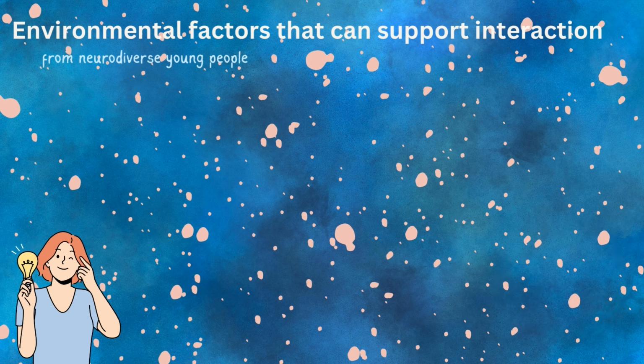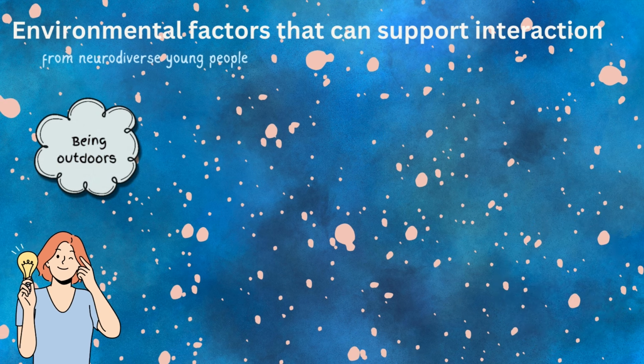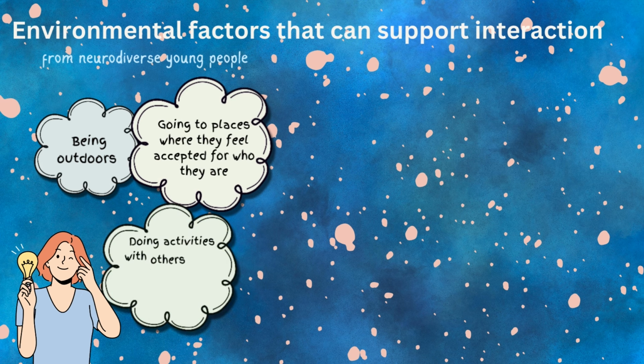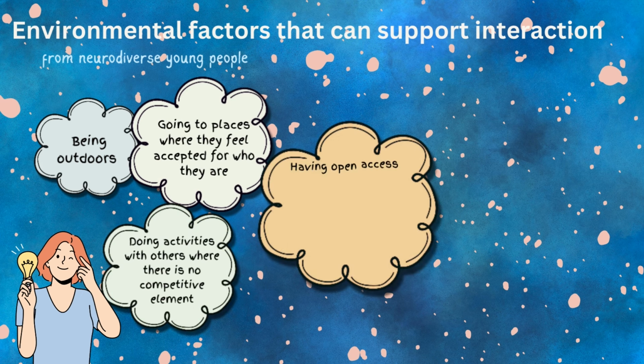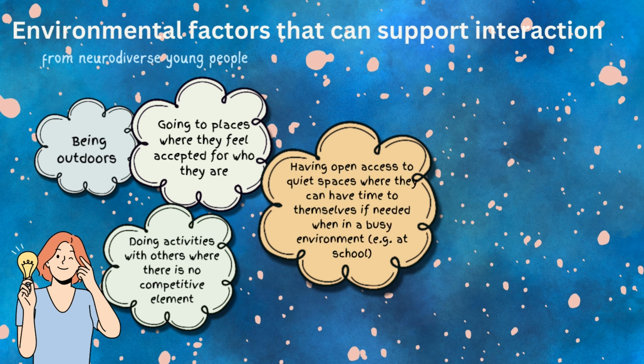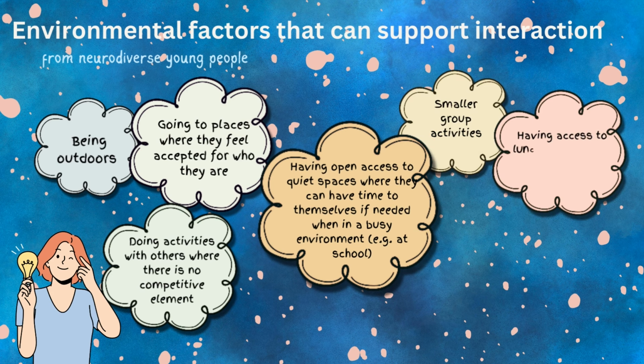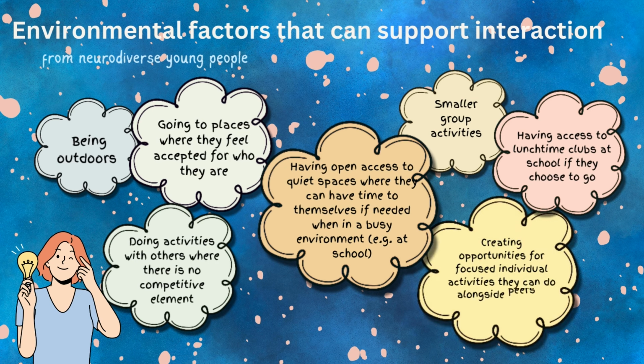They include being outdoors, going to places where they feel accepted for who they are, doing activities with others where there is no competitive element, having open access to quiet spaces where they can have time to themselves if needed in a busy environment, doing smaller group activities, having access to lunchtime clubs at school if they choose to, and creating opportunities for focused individual activities that they can do alongside peers if they choose to.